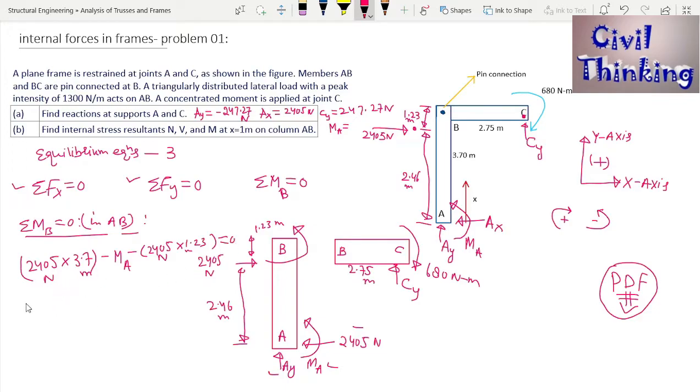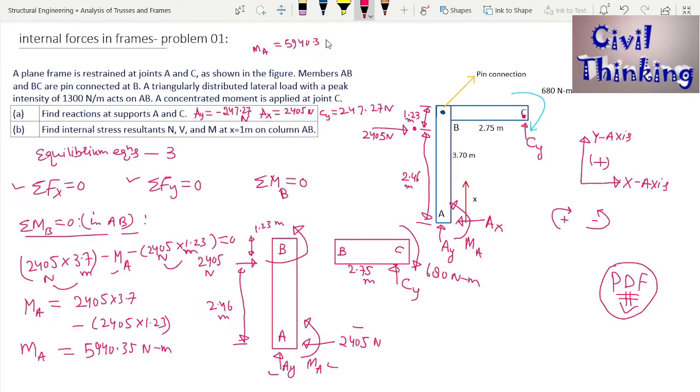Now when you rearrange this, you will get moment at A to be 2405 multiplied by 3.7 minus 2405 multiplied by 1.23. Now when you solve this, you will get moment at A in Newton meter. Why Newton meter? Because moment is Newton meter: this is Newton, this is meter, so it is going to be Newton meter. So we found moment at A to be 5940.35 Newton meter. Did we find everything? Yes. Anyways, we have solved part A of this problem.